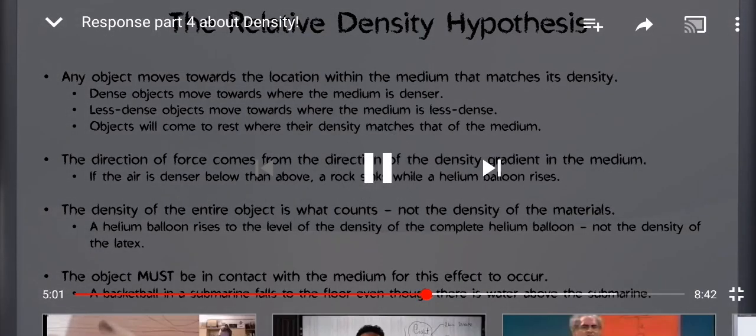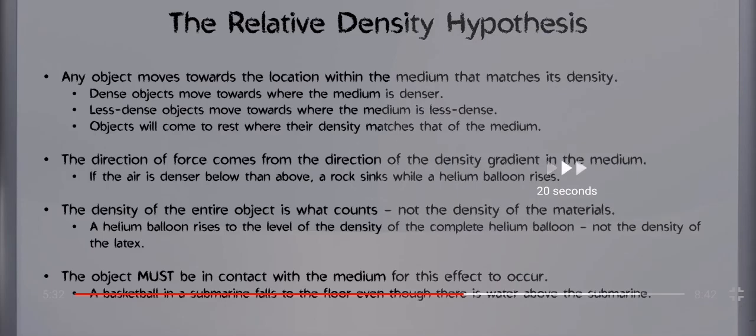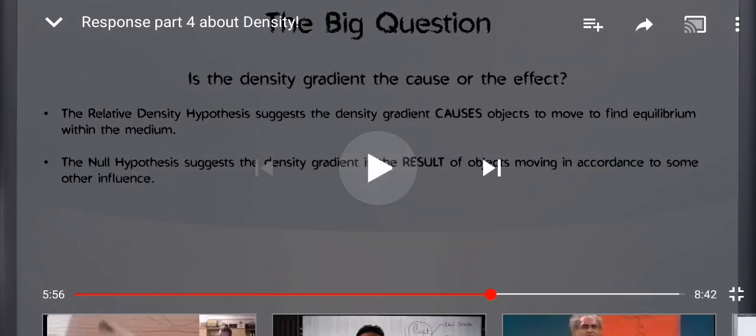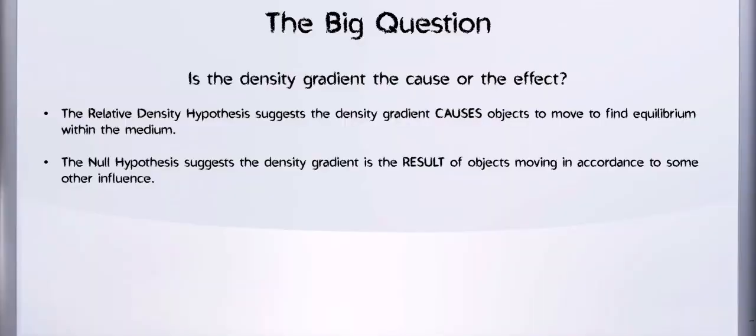And I'm not suggesting that the density gradient is the cause of how objects move. The density gradient is the cause? Not really, no. The relative density is the cause.